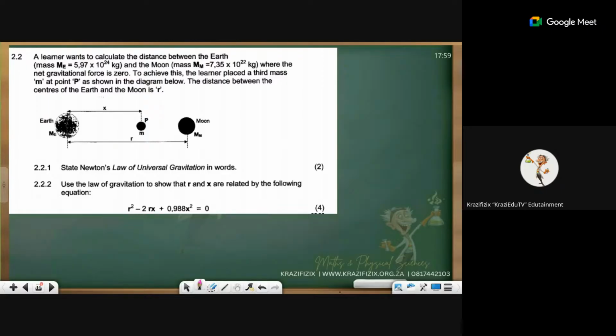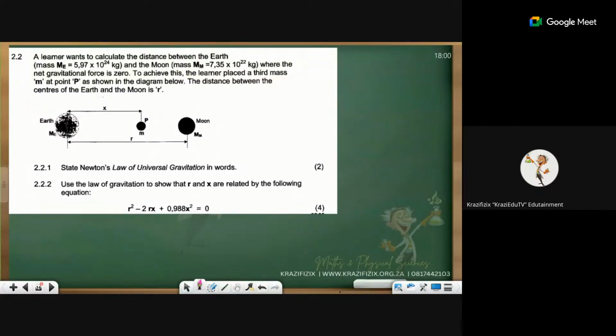Dude, there's AI. Just ask. Okay. All right. Where the net gravitational force is 0. To achieve this, the learner placed a third mass M at the point. How did you get there? How? Because I'm just going to say, but how did this learner get here?